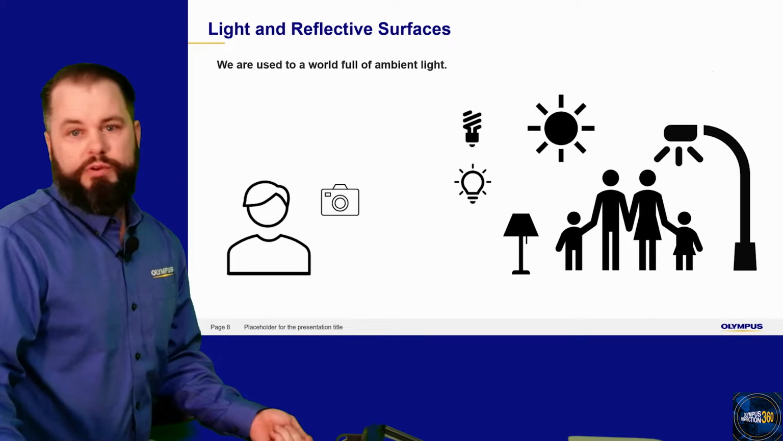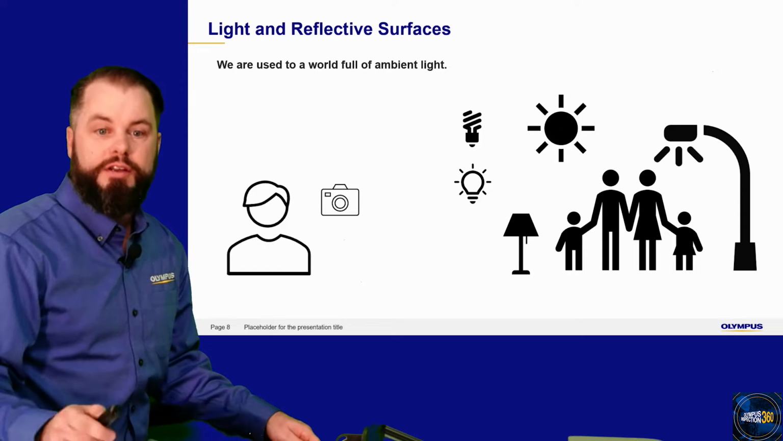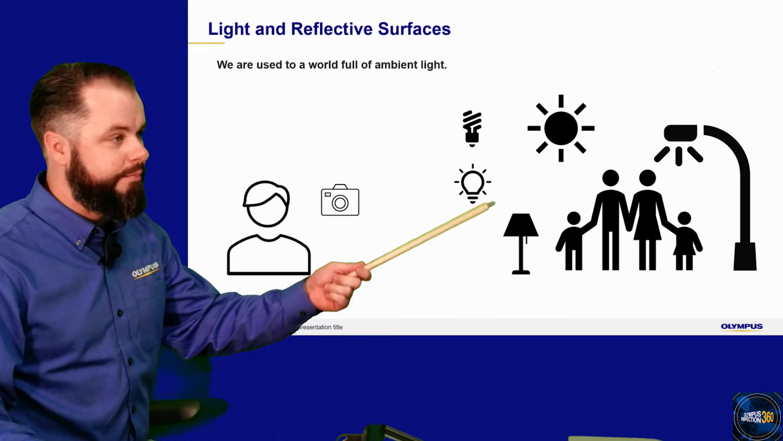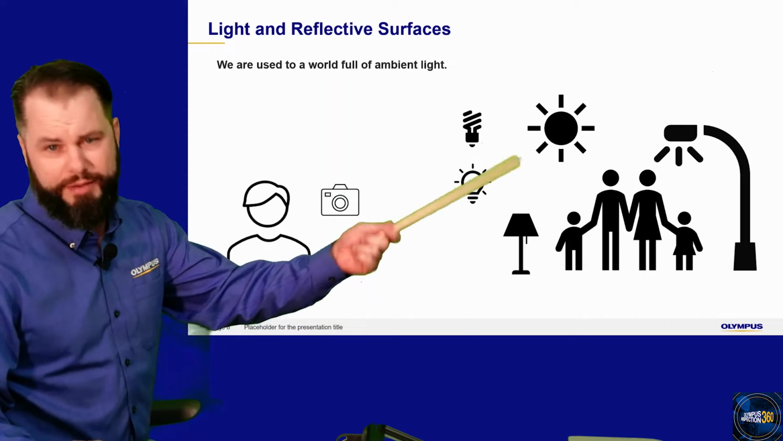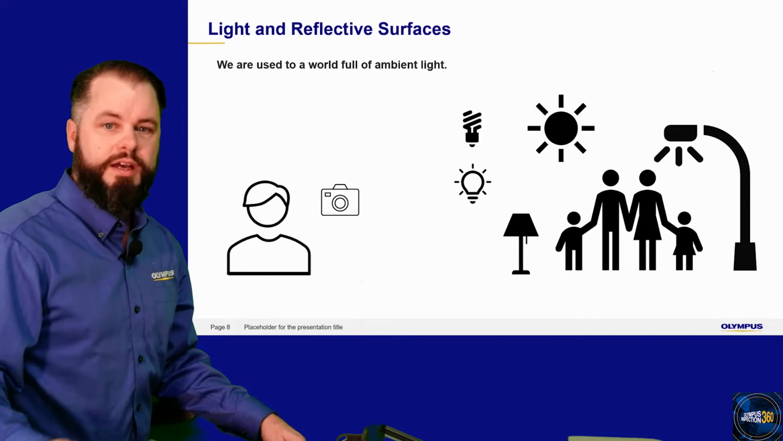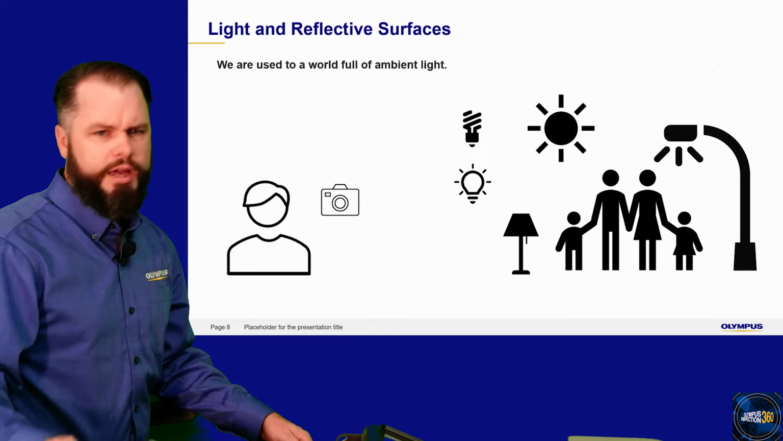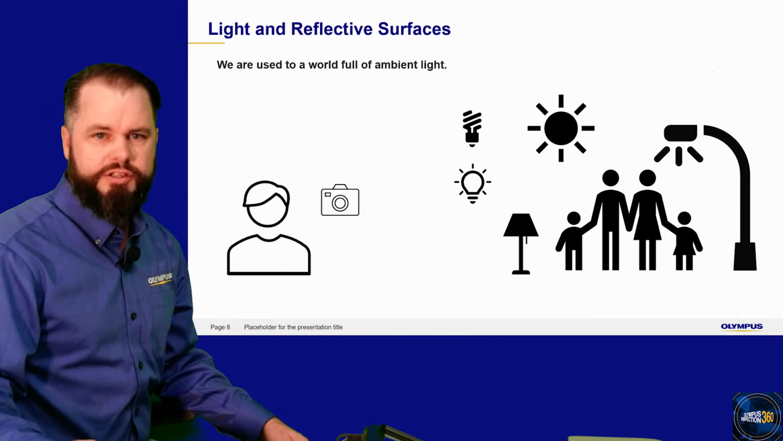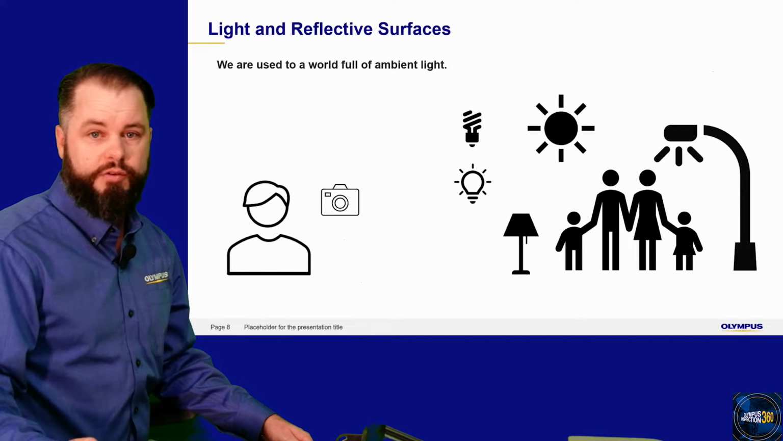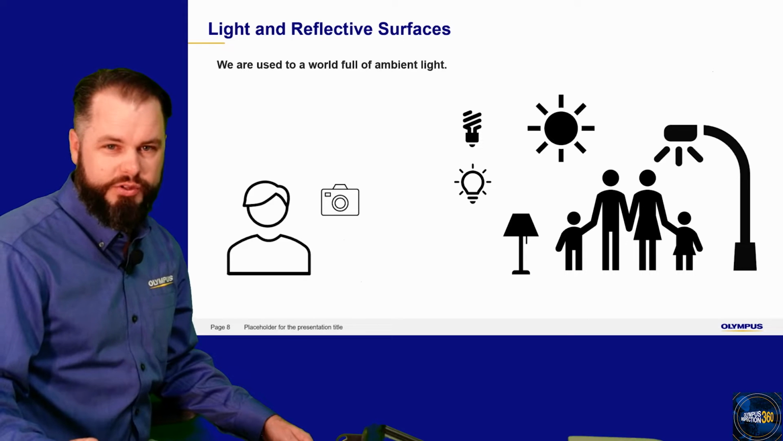So the first step: light and reflective surfaces. We live in a world full of ambient light. As I'm sitting here in this room, if I were to take a picture of a family, that family would be amidst lighting inside the room or maybe outside underneath the sun, and the picture would be a fantastic image because of all of this abundance of ambient light. In the world of RVI inspections, video scope inspections, the environment is very dark. So the only light in that dark environment is coming from the video scope itself.